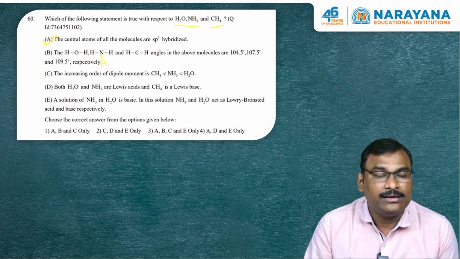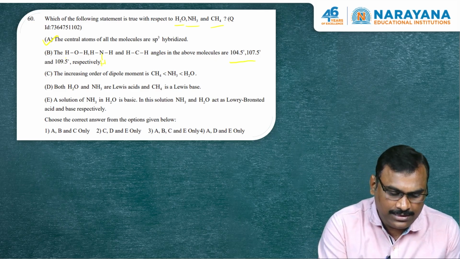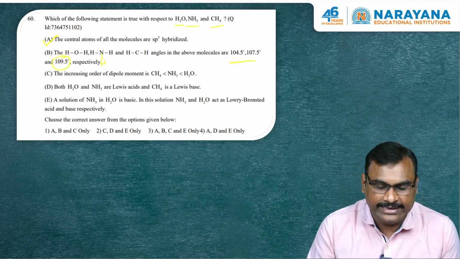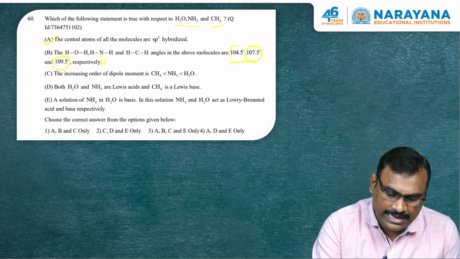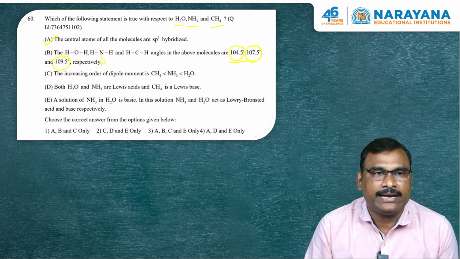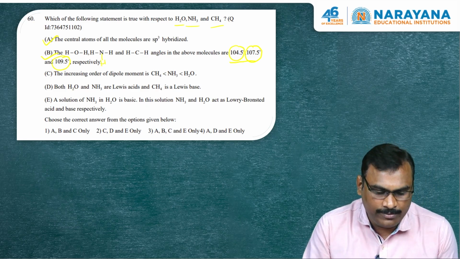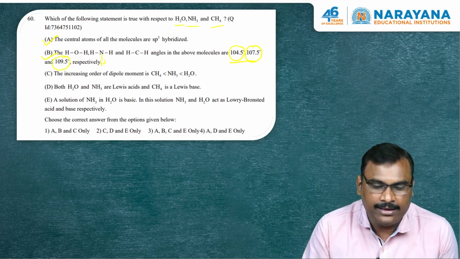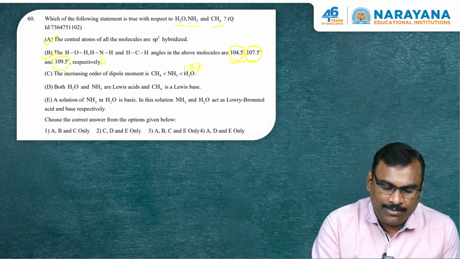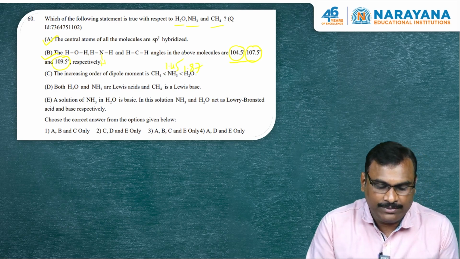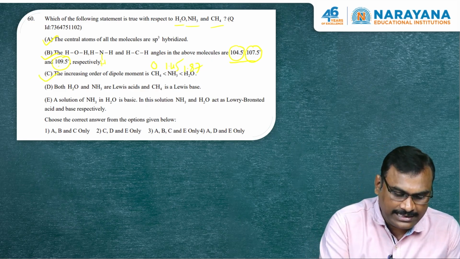Water, ammonia and methane: HOH, HNH, HCH bond angles are 104.5 degrees, 107.5 degrees, 109.5 degrees. Yes, students, as the number of lone pairs increases, bond angle decreases. Methane has 109.5 degrees, ammonia 107.5 degrees and water 104.5 degrees bond angle, so B is also the correct statement. The increasing order of dipole moment in methane, ammonia and water: water has 1.87, ammonia has 1.45 and methane has 0 D dipole moment. So C is again the correct one.